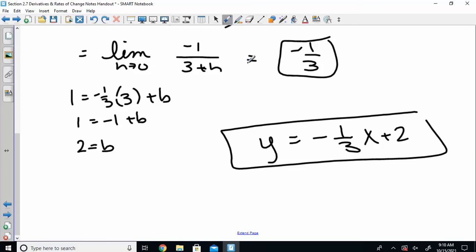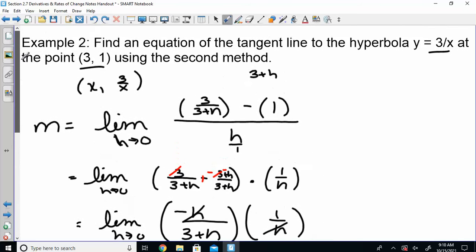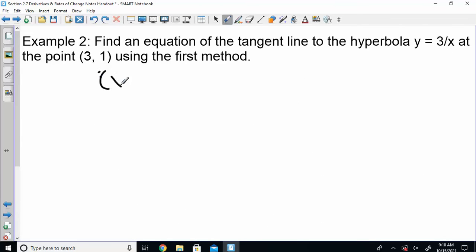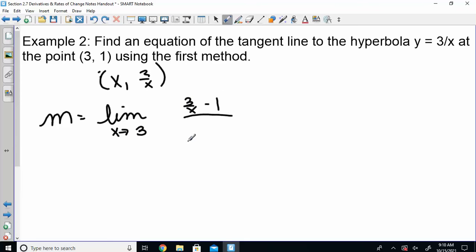Okay, I want to do the same problem but working it the first method as well, just to illustrate the difference. They're both going to get us the same answer. So if we're doing the first method, that's when we're using these points, (3, 1) and (x, 3 over x). For that one, to find your slope, you do the limit as x approaches a, so as x approaches 3, of 3 over x minus 1 over x minus 3.